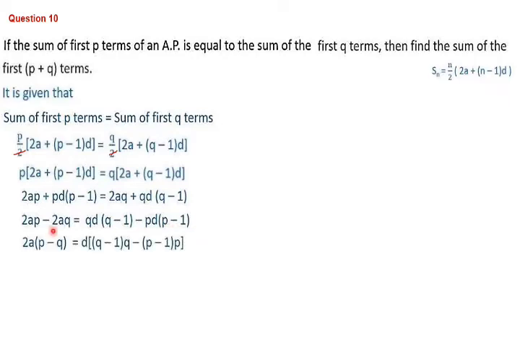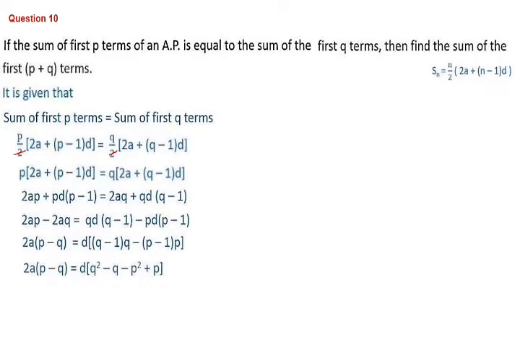Then in these two, 2a is common. Take p minus q is equal to, here d is there, here also d is there. Here only d is common. Take d outside. Then d going means q into q minus 1, minus, d going out means p into p minus 1. Here I have written p last, not a matter, you can put it first also, not an issue.